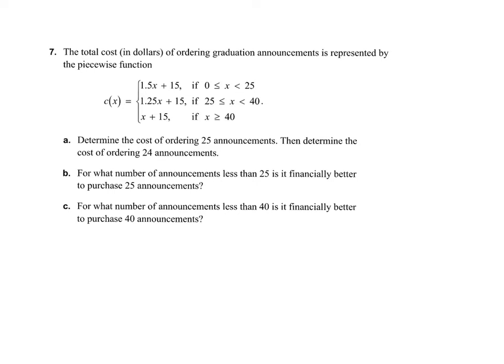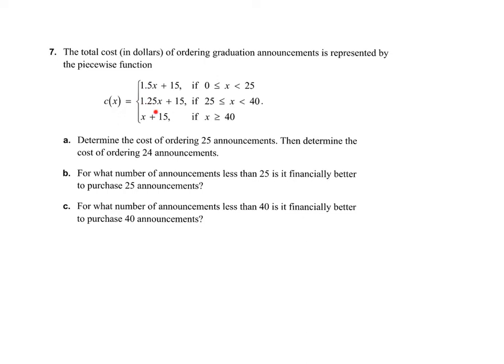The total cost in dollars of ordering graduation announcements is represented by the piecewise function 1.5x plus 15 if you're ordering between 0 and 25. If you're ordering between 25 and 40, the cost goes down. It's 1.25x plus 15. And if you're ordering 40 or more, it's x plus 15.